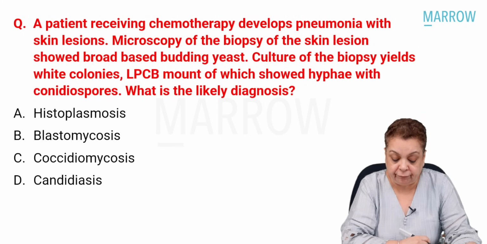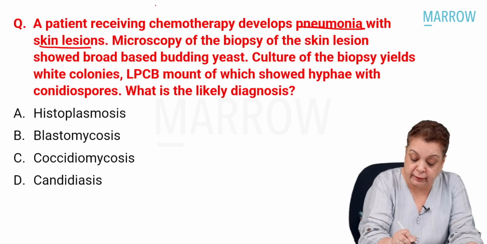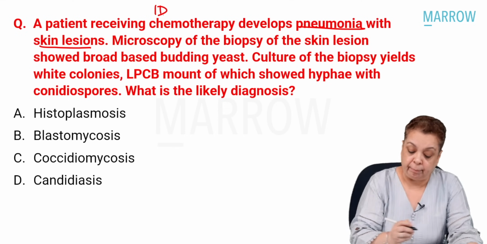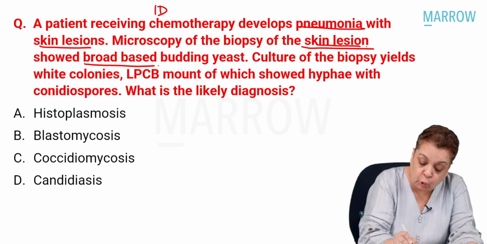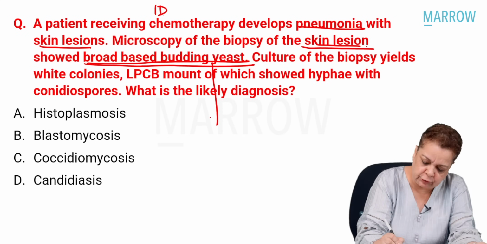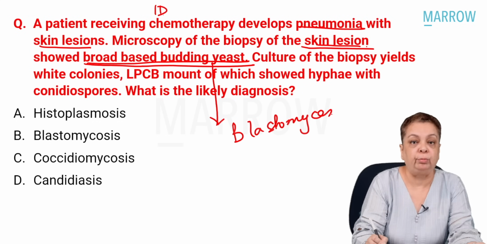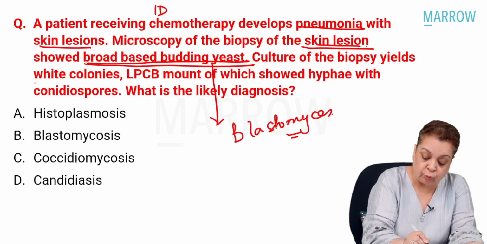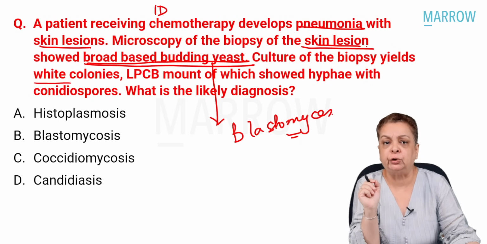A patient receiving chemotherapy develops pneumonia with skin lesions. So, this is an immunodeficient patient developing pneumonia with skin lesions. Microscopy of the biopsy of the skin lesions shows broad-based budding yeast. Okay, this is so simple. Of course, we know broad-based budding yeasts are seen in Blastomyces dermatitidis. So easy. Culture of the biopsy yields white colonies, LPCB mount of which shows hyphae with conidiospores.